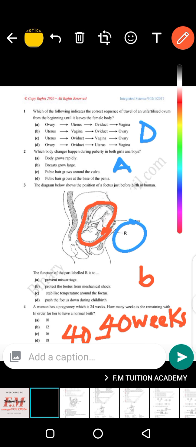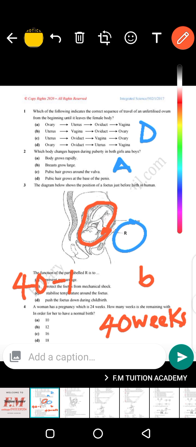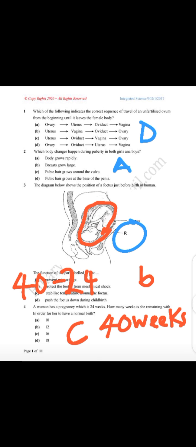40 minus, okay, let me write on top here just to help you understand. So 40 minus 24. The answer which you are going to get here is actually 16. 16 is the answer. So the answer here is actually C.